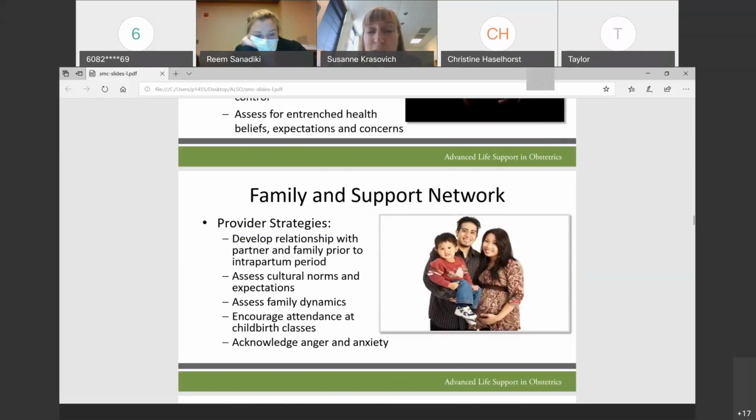It helps to assess family dynamics and encourage attendance at childbirth classes. Even if people don't feel like they need the specific information from a childbirth class, just setting up consistent expectations and a consistent language for discussing what's happening in labor can help make that communication go more smoothly. And if there is anger or anxiety expressed, either from the family or from the patient, you want to make sure to acknowledge that.